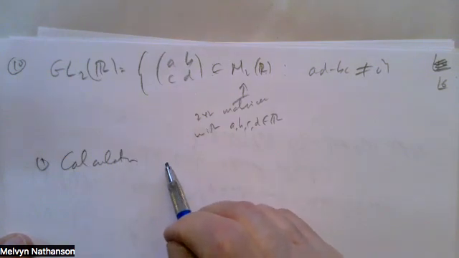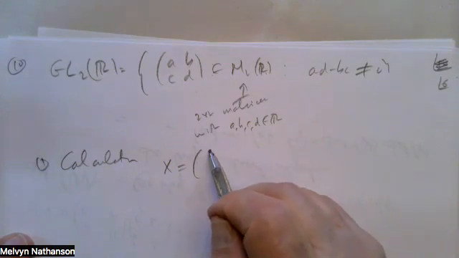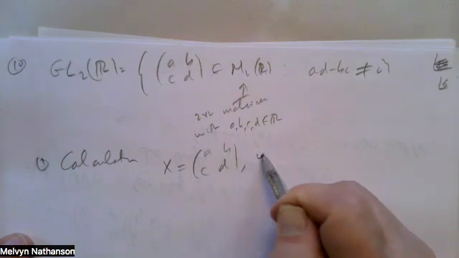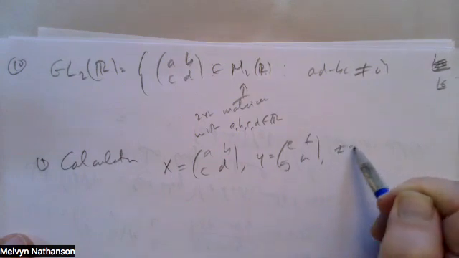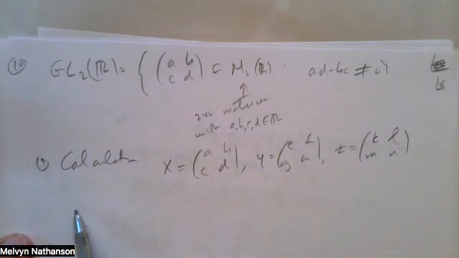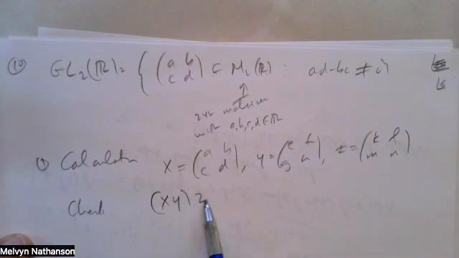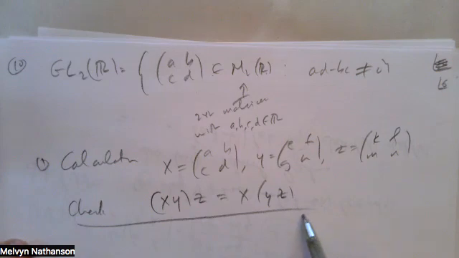If you have three matrices, say X is A, B, C, D, Y is E, F, G, H, Z is, say, K, L, M, N, you just have to check. You have to compute that X times Y times Z is X times YZ. So this is literally just a long multiplication using high school algebra. So I'm not going to do it.